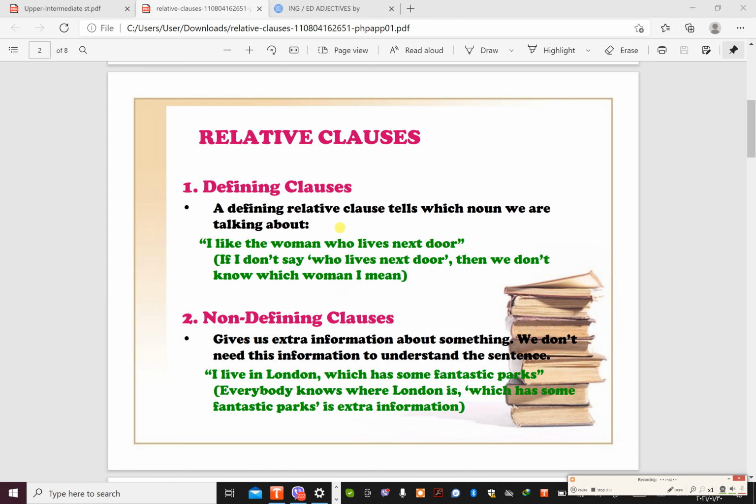That is why they put who lives next door. That means this information is necessary to mention in a sentence. Okay, that is why we don't put a comma. So when you give a necessary clause by using relative clauses, like by using which or who or that, it means it is really necessary and we cannot delete it, so you don't put a comma.